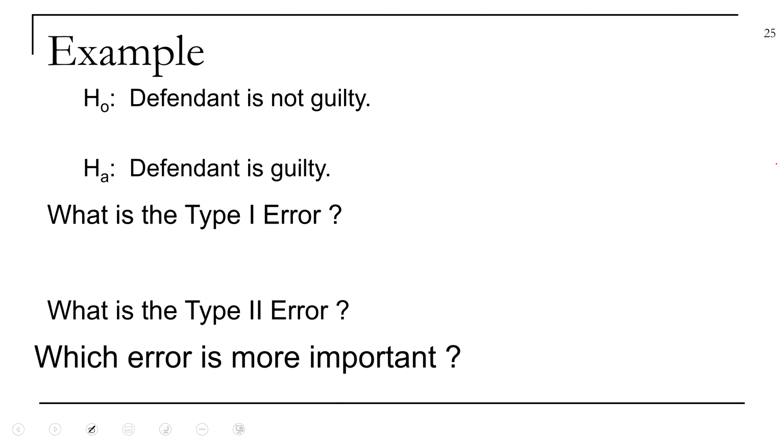As an example, this is a classic example. Defendant is not guilty is the null hypothesis. Defendant is guilty is the alternative hypothesis.